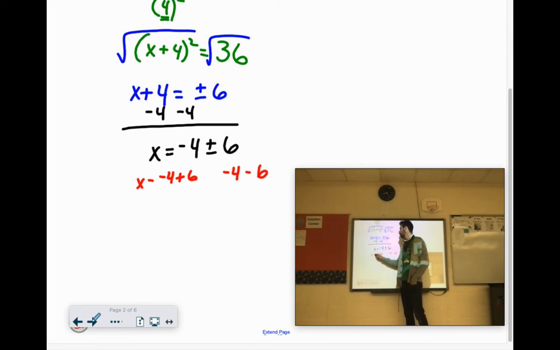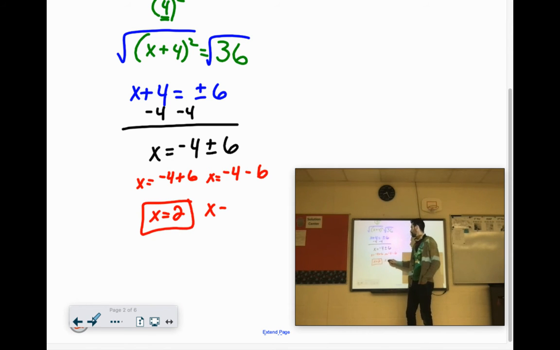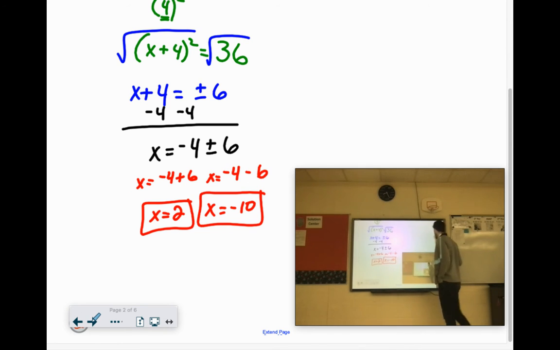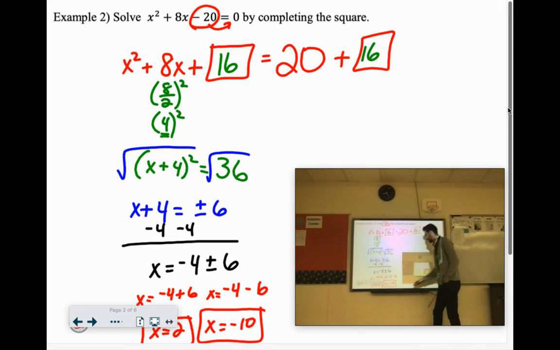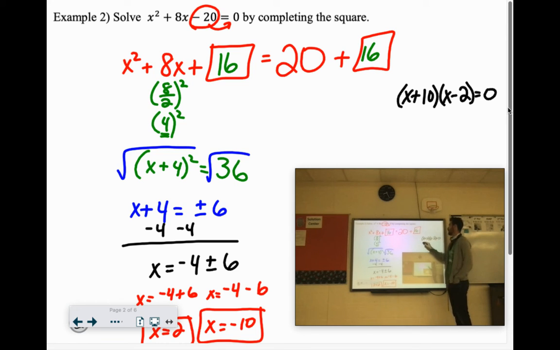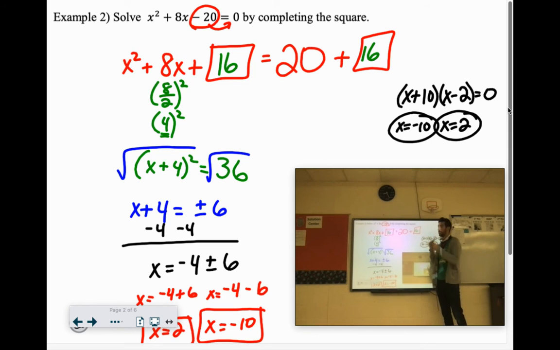So x equals and x equals. Negative 4 plus 6 is 2. Negative 4 minus 6 is negative 10. If you substitute either of these in the original equation, they both work out. And, like I said, this one you can factor. It would factor to x plus 10 and x minus 2. And then you get x equals negative 10 and x equals positive 2 this way. So, to me, factoring is easier. But we're learning completing the square because factoring is not always an option.